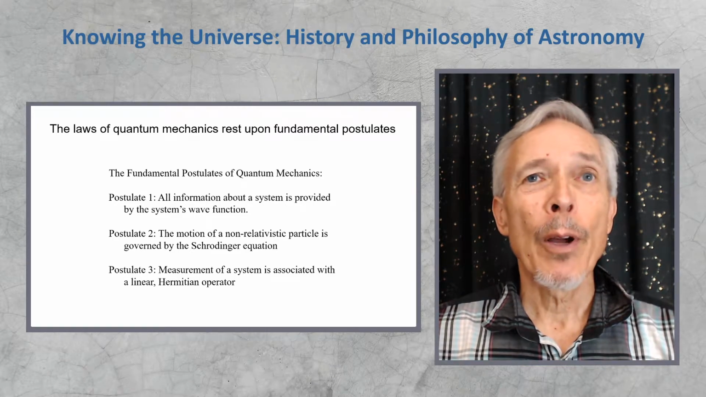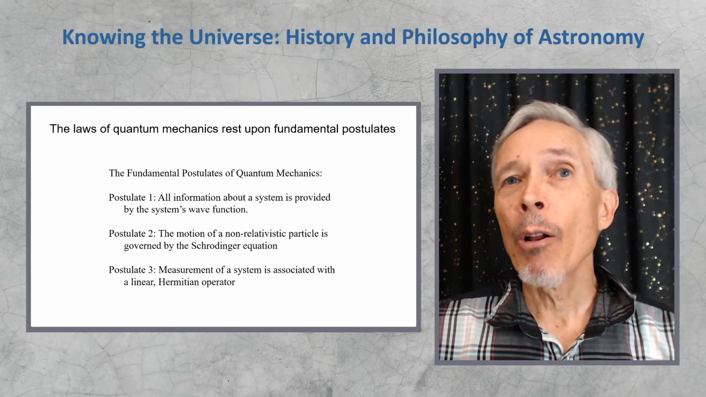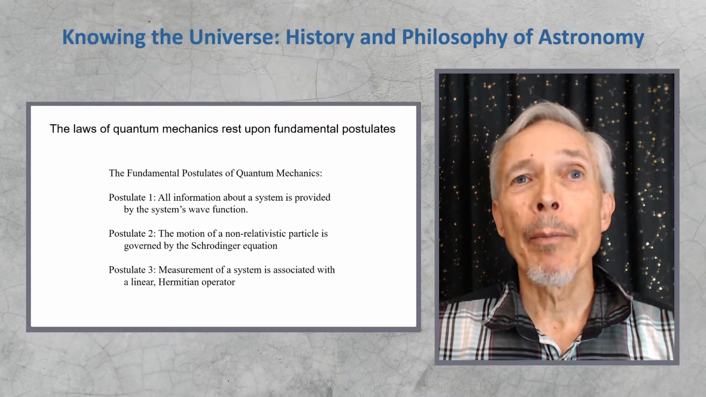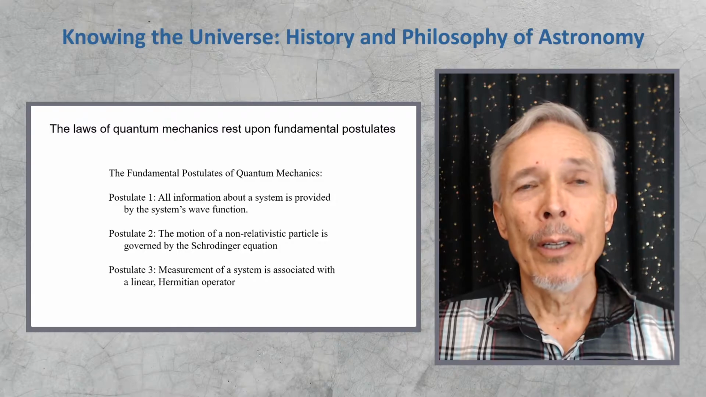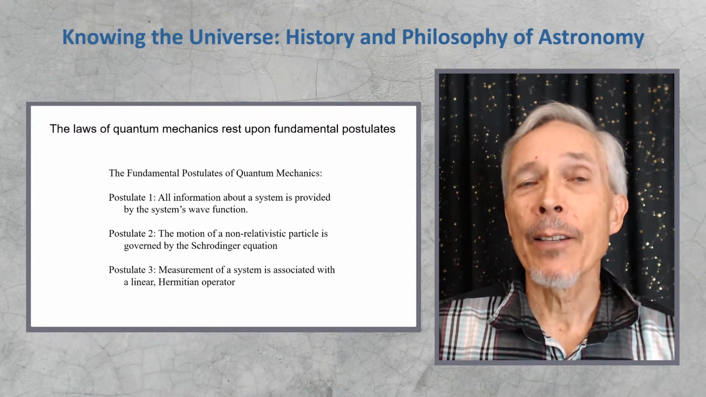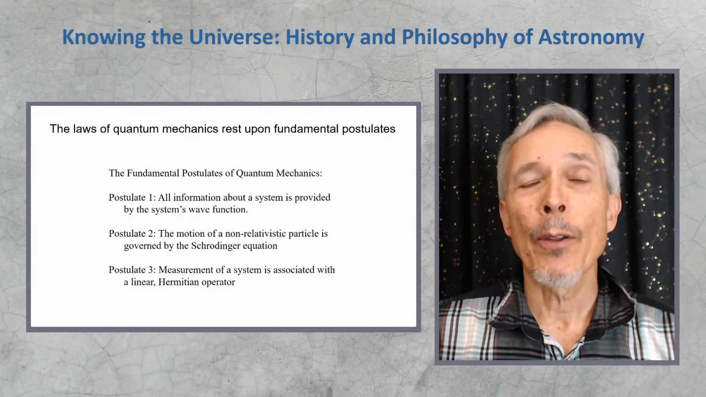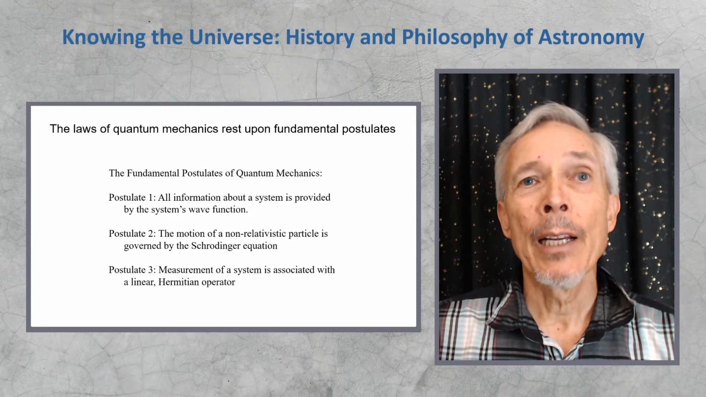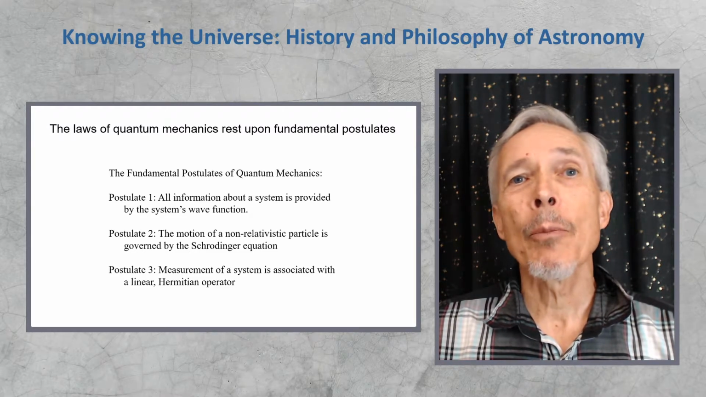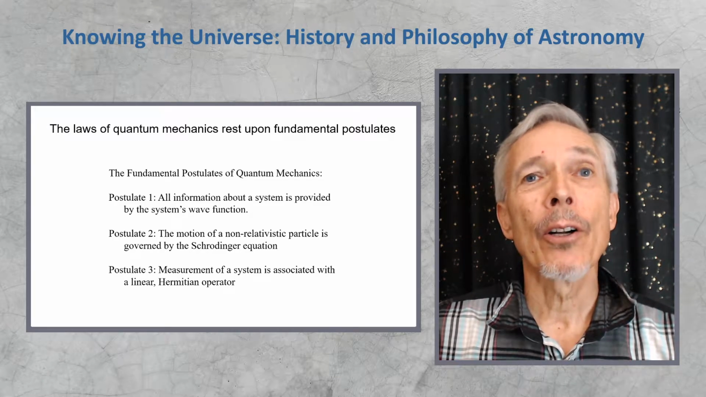There are several fundamental postulates involved in this theory. One is that all information in a system is provided by what's called the wave function. The second is that the motion of a non-relativistic particle is governed by a single equation called the Schrödinger equation, developed by Erwin Schrödinger, one of the founding fathers of quantum theory. And the third postulate is that the measurement of a system is associated with a linear mathematical operator called a Hermitian.